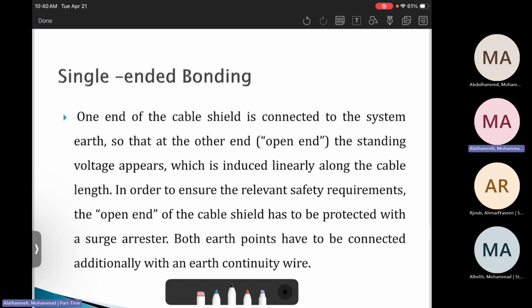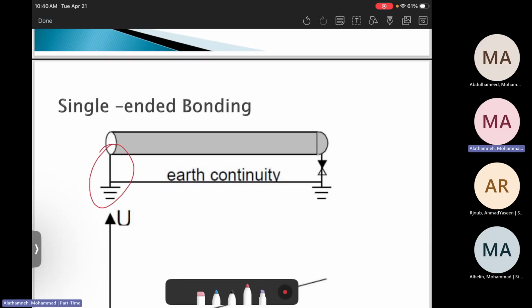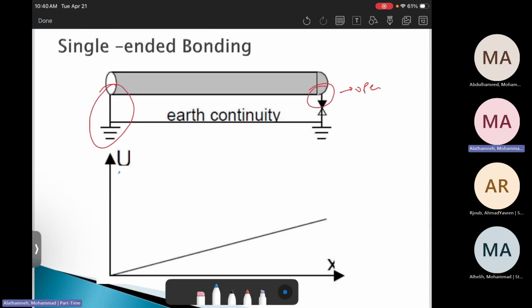The single end bonding is when the cable shield is connected to the earth on one side, while the other end is open. This is very common in circuits shorter than 1 kilometer. As we can see here, this end is connected to the earth, while this one is kept floating, not connected, open. Then we realize that the magnetic field is zero at the bonded end, then increases as we move away from that area.